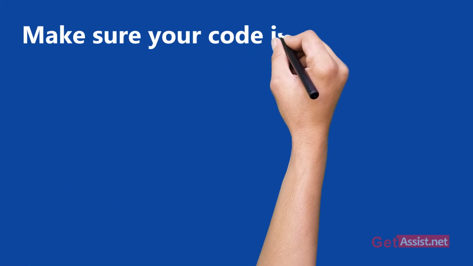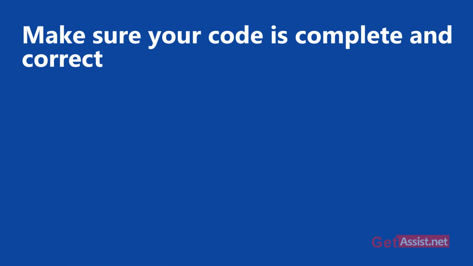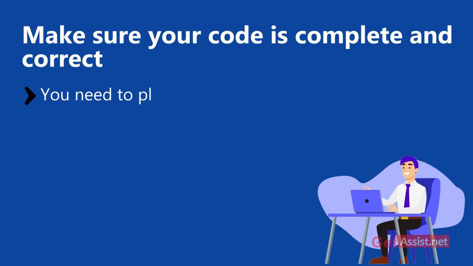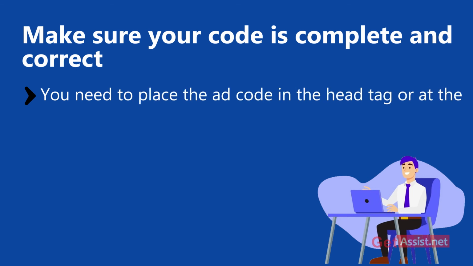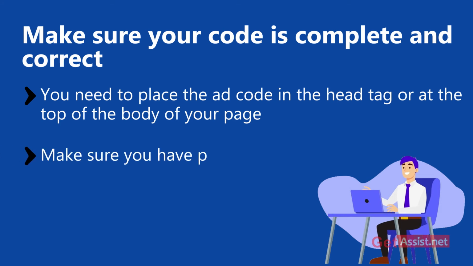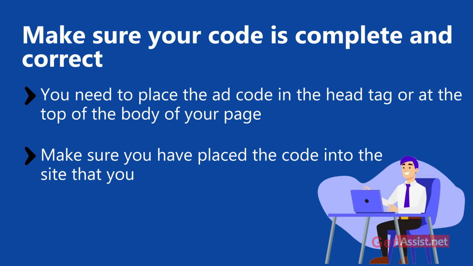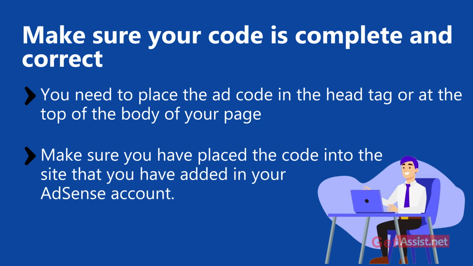Make sure your code is complete and correct. You need to place the code into the HTML of your website. You need to place the ad code in the head tag or at the top of the body of your page without making any changes to it. Also make sure you have placed the code into the site that you have added in your AdSense account.